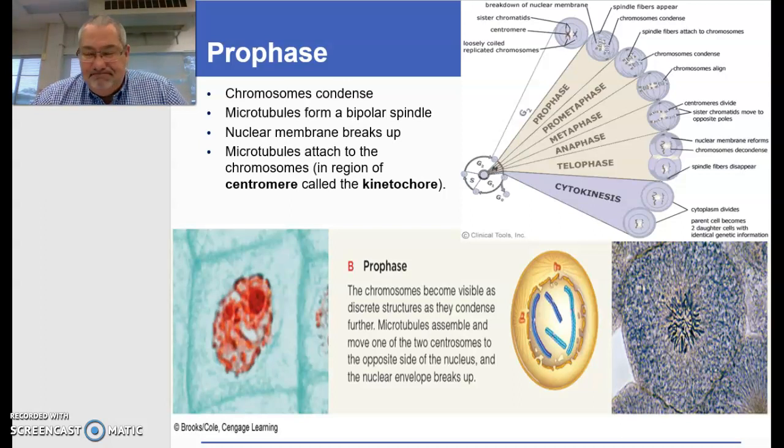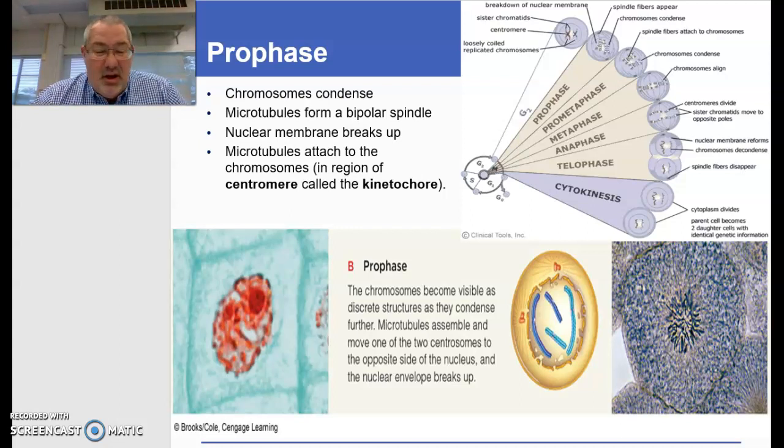The nuclear membrane dissolves where these chromosomes are contained within. The spindle attaches to the chromosomes. This region within the centromere actually is called a kinetochore.